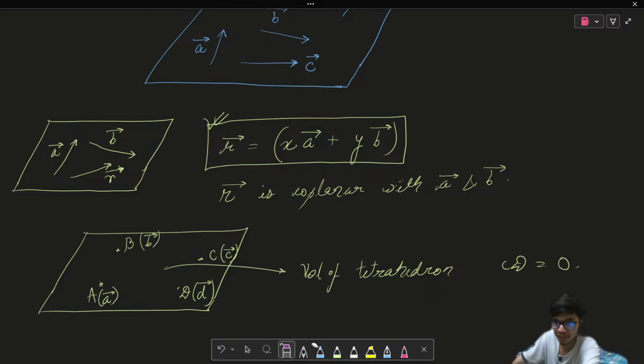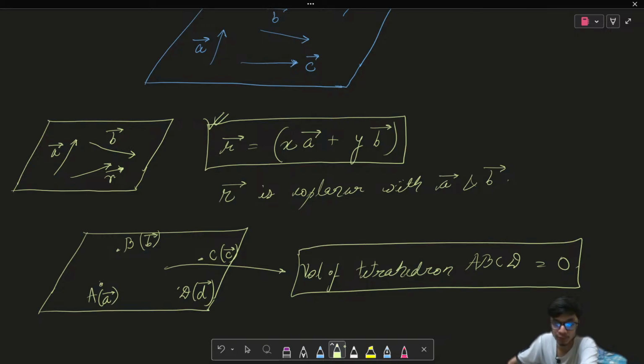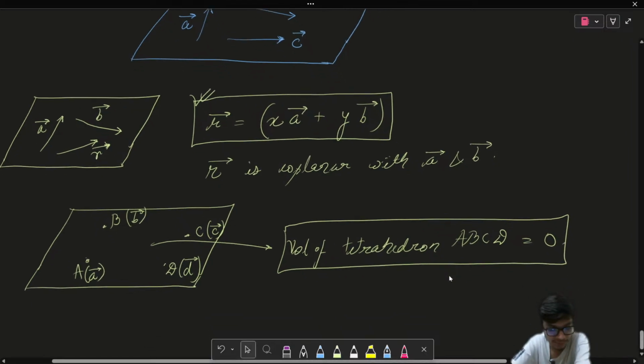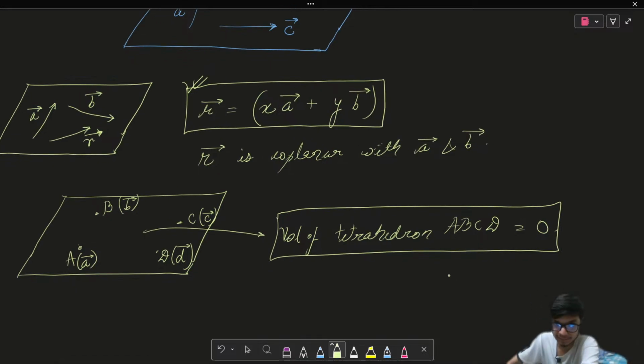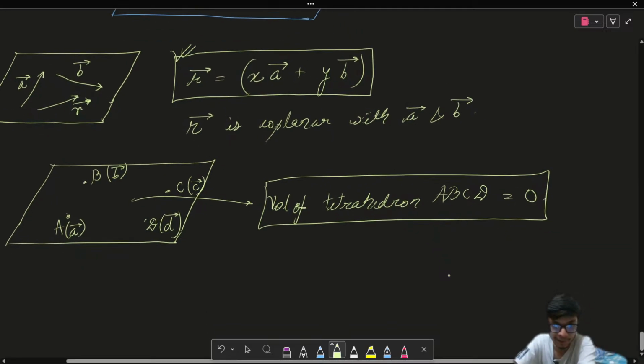So if the volume of this tetrahedron ABCD is 0, then I can say that these four points are coplanar points, right? Now, in terms of algebra, I can also write this same thing, or maybe the volume of the tetrahedron can be written as follows.